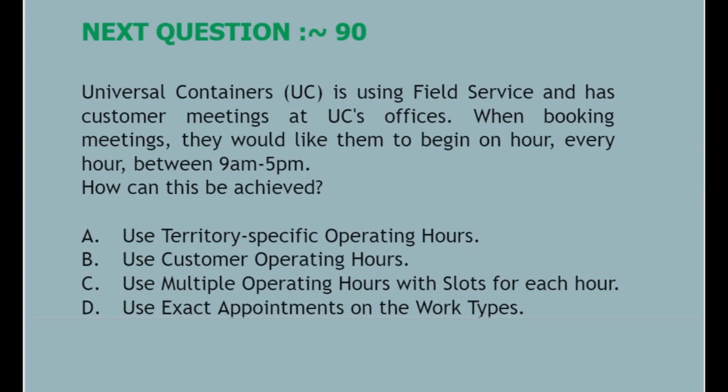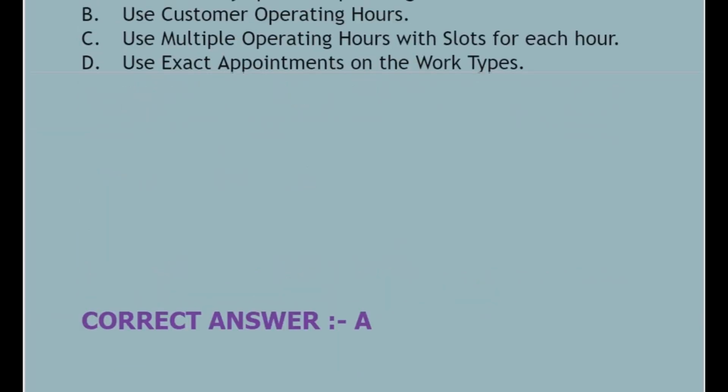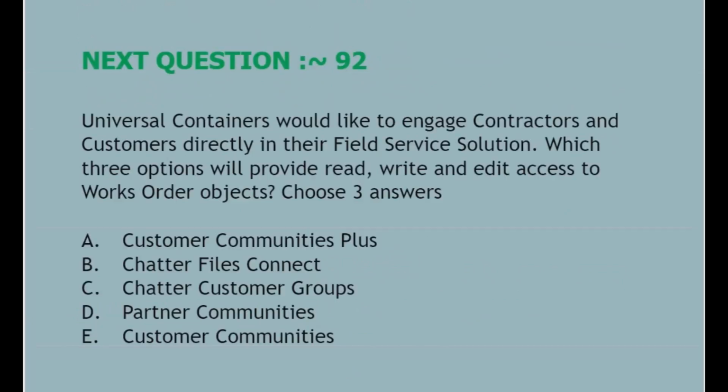Option A, use territory-specific operating hours. Option B, use customer operating hours. Option C, use multiple operating hours with slots for each hour. Option D, use exact appointment on the work types. Correct answer is option A.